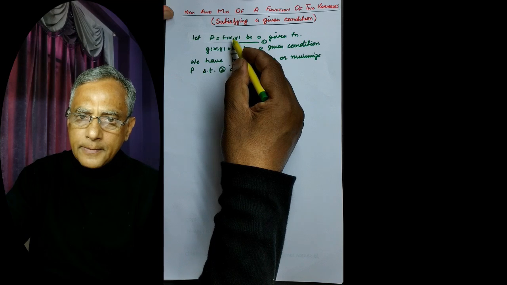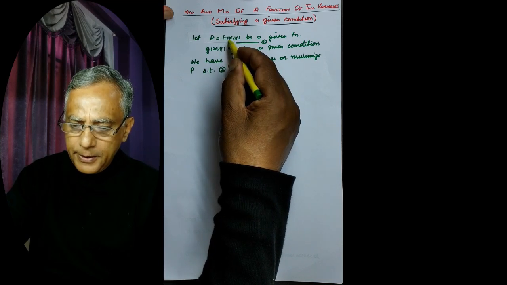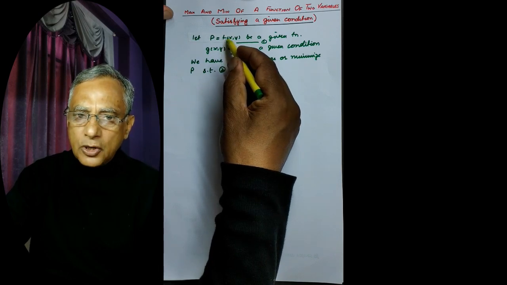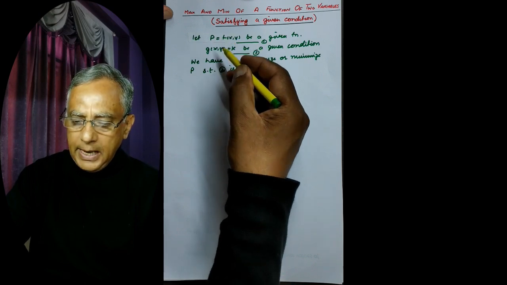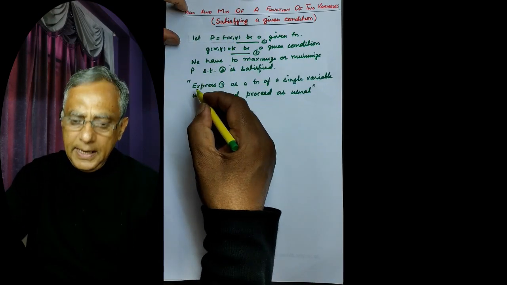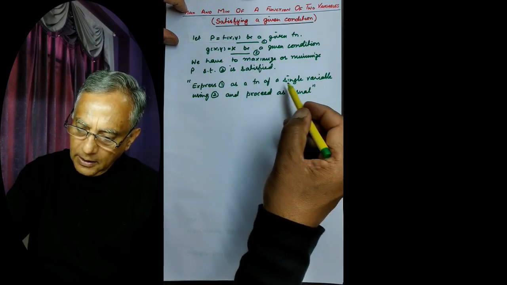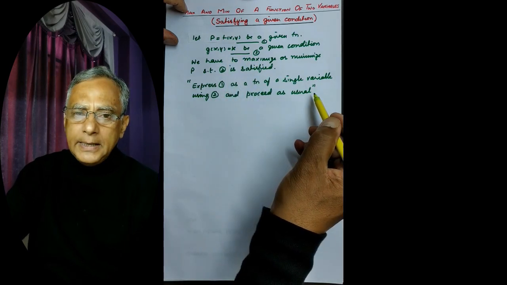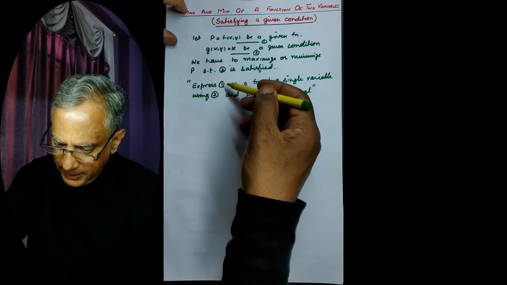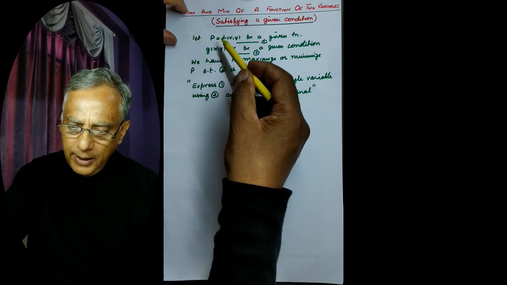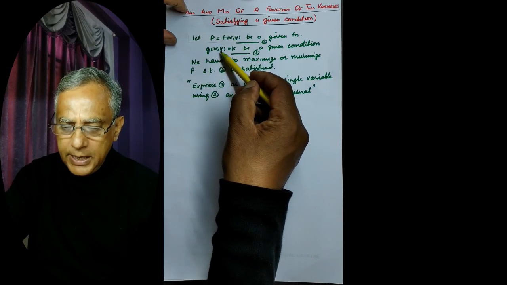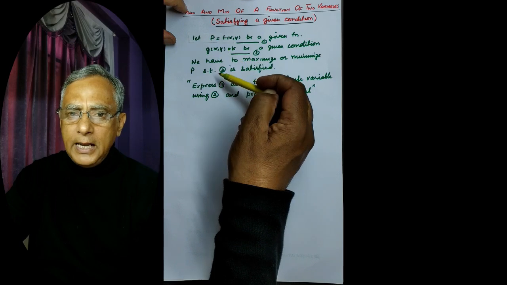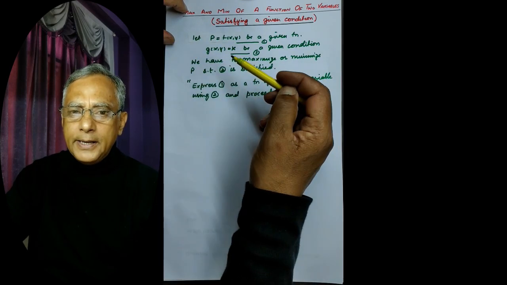So what we do is we eliminate one of the variables from this function using this condition and express this function as a function of a single variable and proceed as usual. That is, express (1) as a function of a single variable using (2) and proceed as usual. So this will be the method we will follow. We know how to find maximum and minimum for a function of a single variable. We have already discussed this.